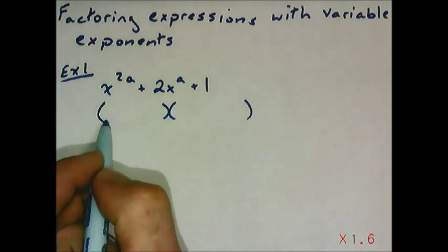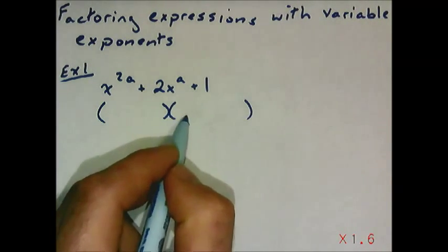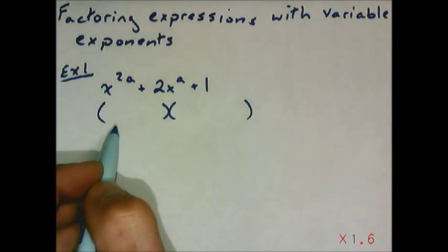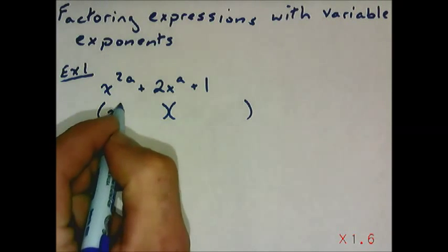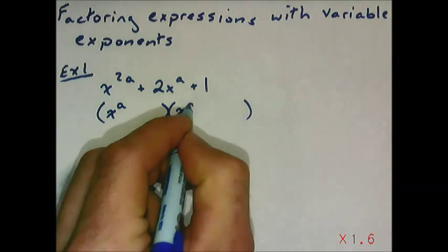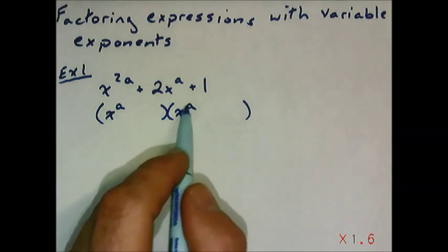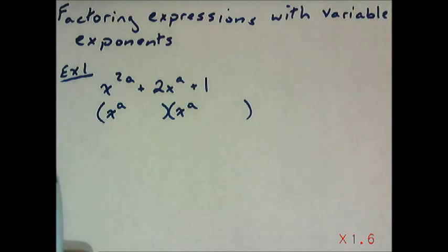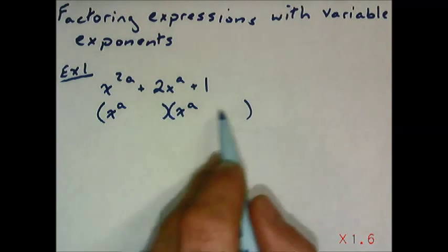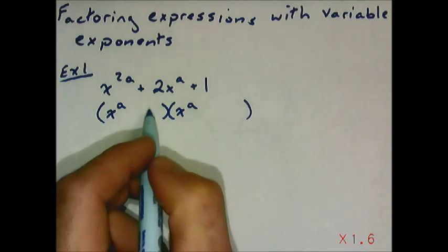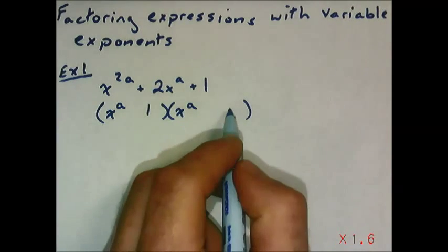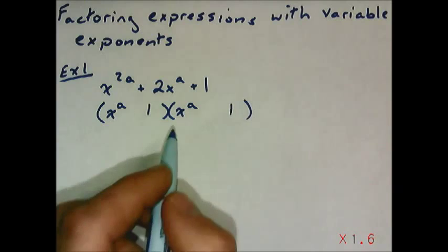I'm going to ask myself, what two things will multiply to give me x to the 2a? In this case, it's going to be x to the a and x to the a. Remember, when we multiply, we add the exponents, so a plus a gives us that 2a. Our last term has to multiply to give us 1. Well, in this case, the only way we can do that is a 1 and a 1.